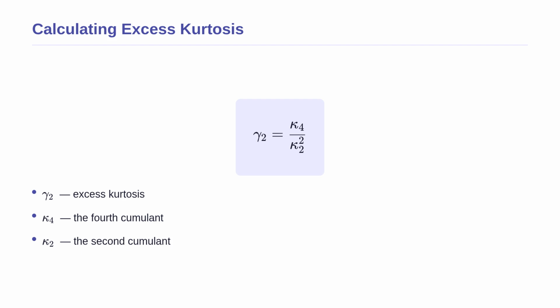If this calculated value is positive, the distribution has heavier tails and a sharper peak than a normal distribution. Physically, an increase in this value means that extreme outliers are much more common in your dataset.